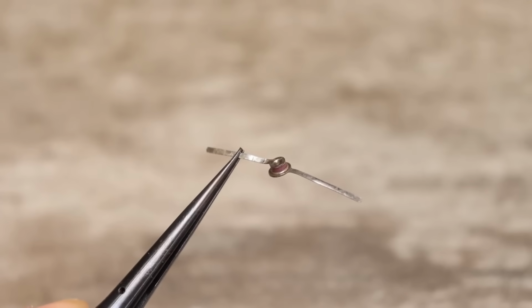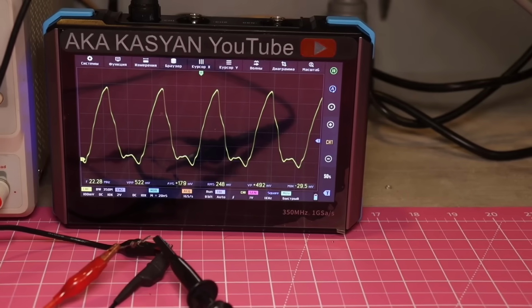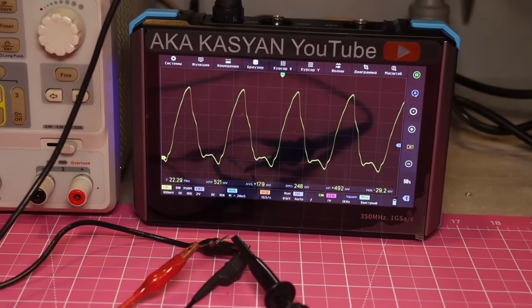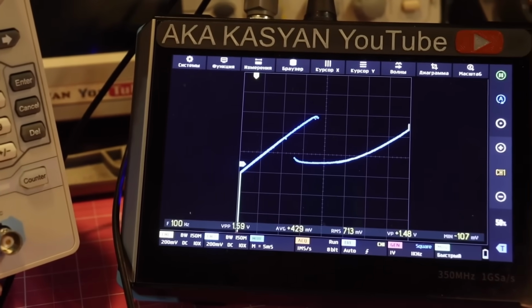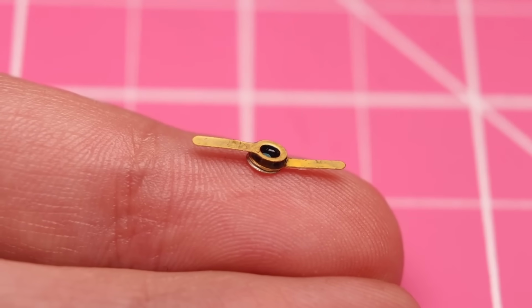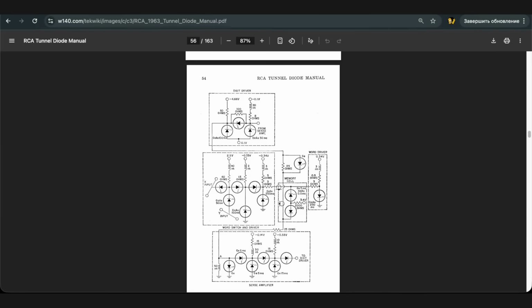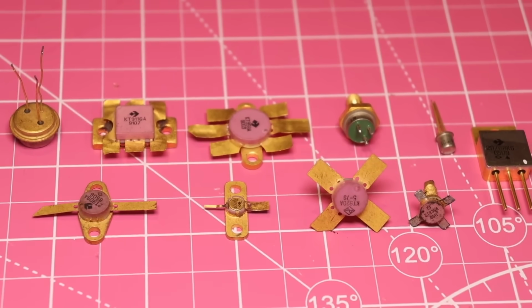How they work depends on where the operating point is located on their current voltage characteristic. In the region of negative differential resistance, the diode generates oscillations. At the boundary, it amplifies, and at the transition between states, it switches. But the question about the complications with tunnel diodes remains open. Why do we need it if everything mentioned above can also be built using transistors?